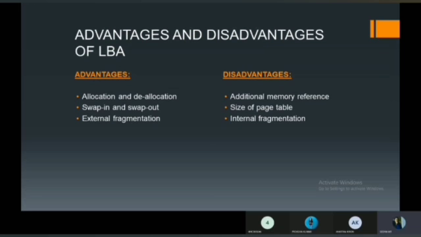Here are some disadvantages. Additional memory reference: it requires an additional memory reference to read the information from the page. The size of the table may be too large to keep in the main memory. Internal fragmentation occurs when the last page of the allocation unit is not full. LBA addressing can be translated into CHS addressing with the formula: cylinder is equal to LBA divided by heads per cylinder and sectors per track.